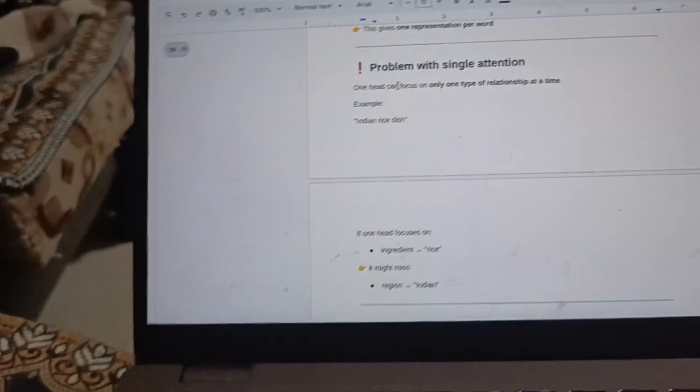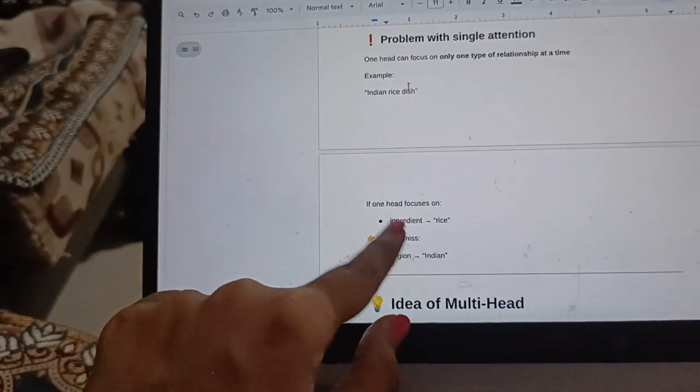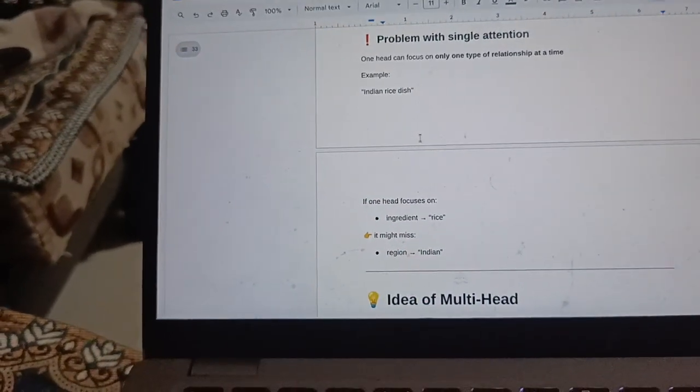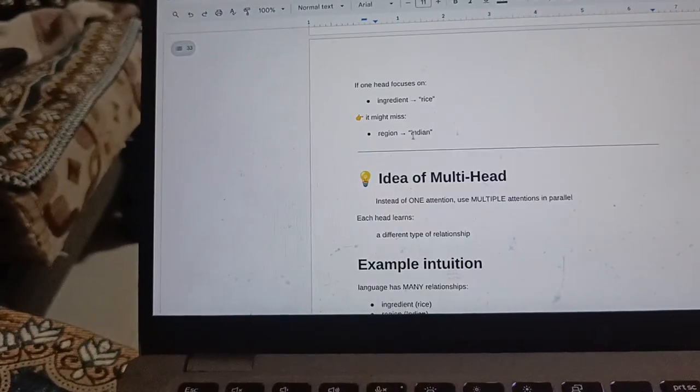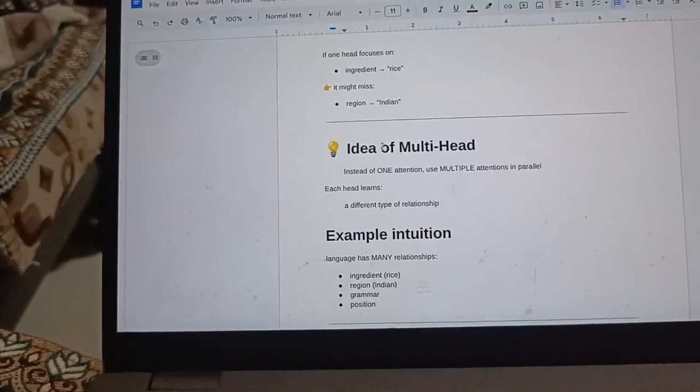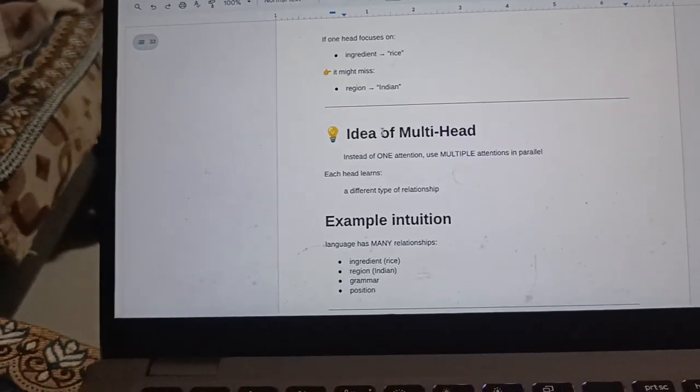For example, Indian rice dish. Now, for example, one head focuses on rice, but it misses the context that the region is Indian. So what is the idea of multi-head? That instead of one attention, it uses multiple attentions in parallel.